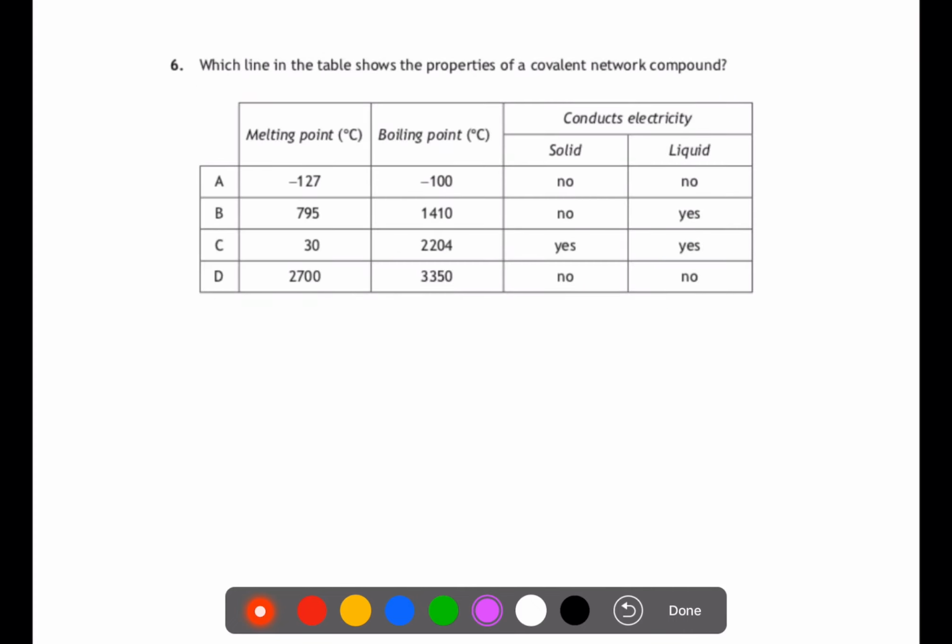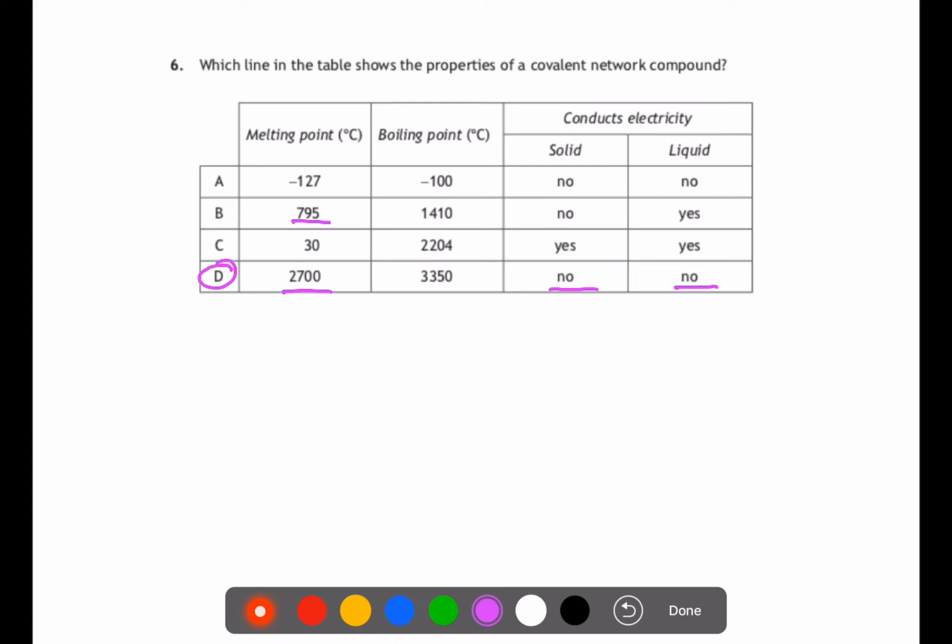Question 6. Which line in the table shows the properties of a covalent network compound? So a covalent network compound has many covalent bonds which need to be broken when you break down the compound through melting. This means that we'll have a high melting point, such as B and D. As this is a covalent structure, it will never conduct electricity, so it will be D.